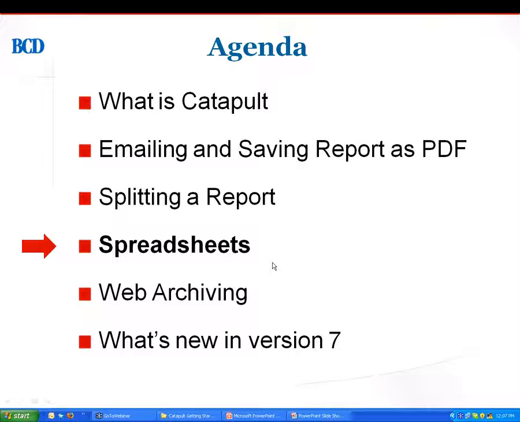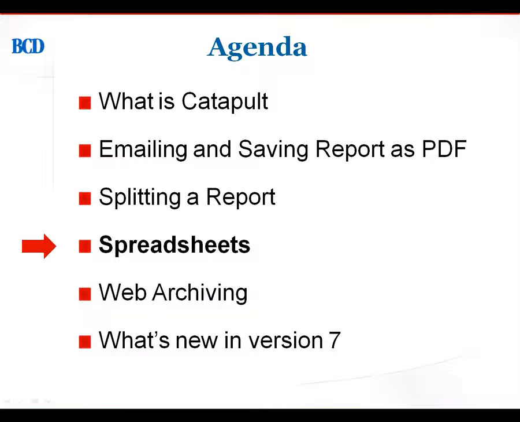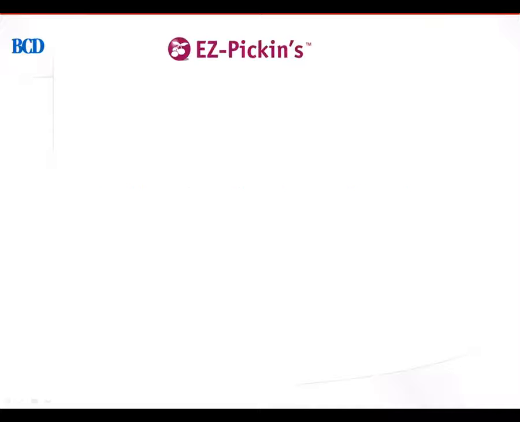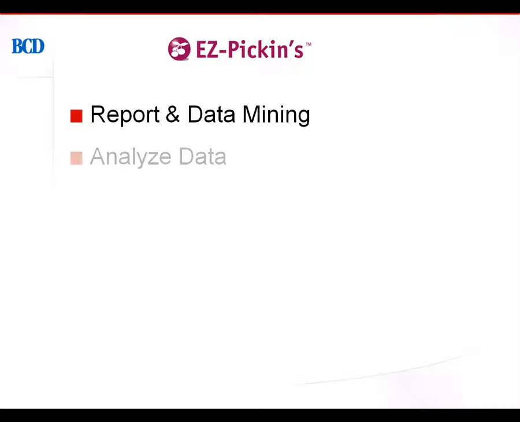To do this in Catapult, you actually need a second component or a second product called Easy Pickens. Easy Pickens is a data mining and report extraction tool. You would only need this on the PC that is running the puller. This is how we extract data from the spool file and convert it to a spreadsheet.